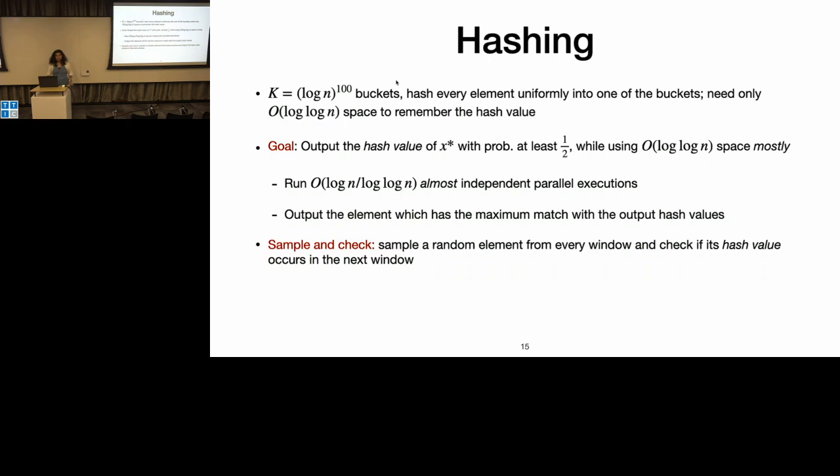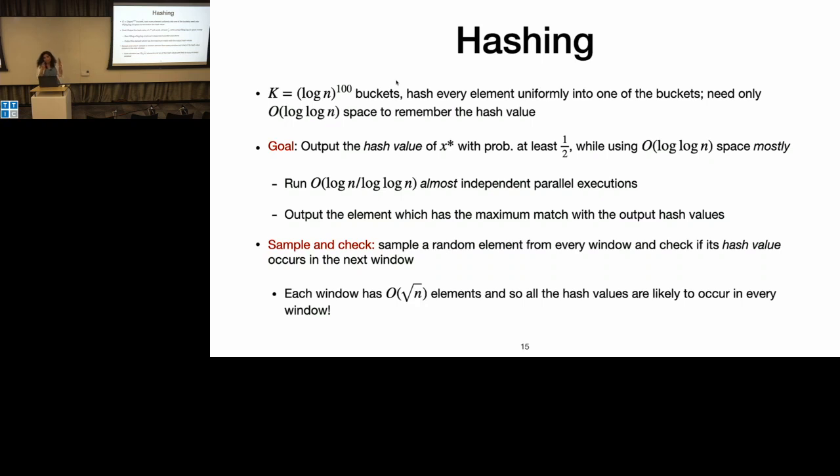This would utterly fail. Can someone tell me why it would fail? Because we have too many collisions in buckets. Exactly. There are just log n over 100 buckets. You have square root of n elements in every window. Every hash element is going to be in every window. So I don't even know what I'll output. I'm going to definitely output some garbage, the first thing I sample. So this is not going to work.